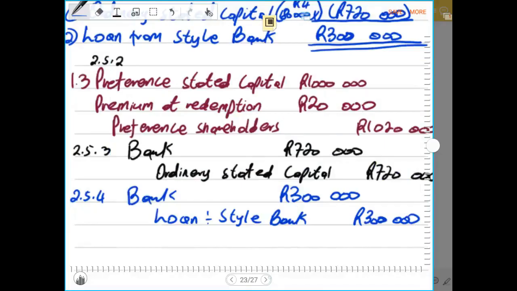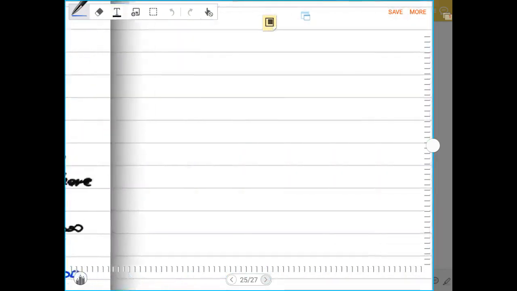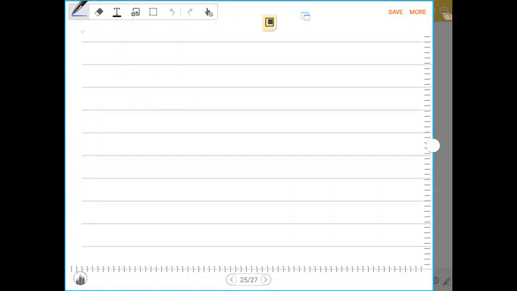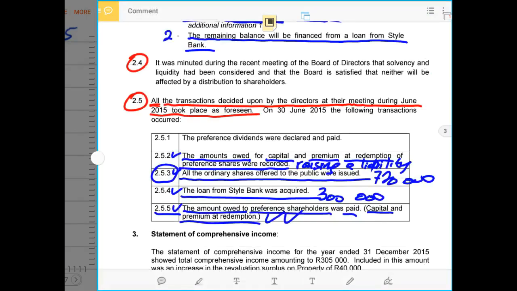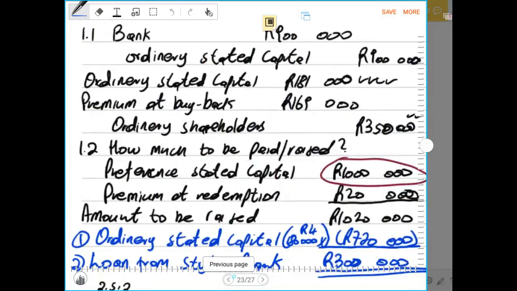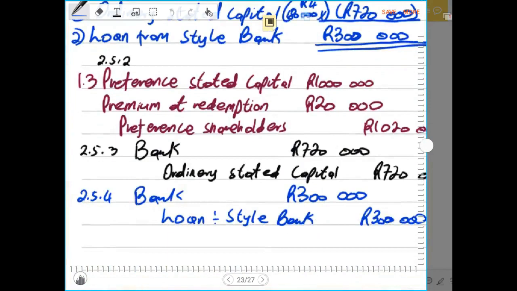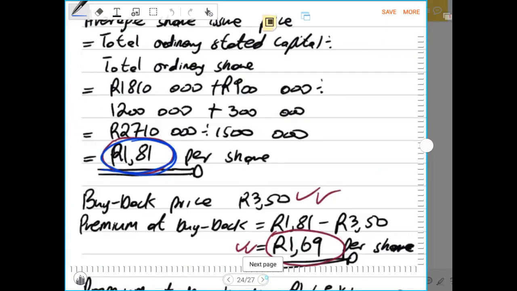So now we are making a payment under 2.4.5. This will be 2.5.5. I hope my numbering is right. Yes, 2.5.5. Let me also check other numberings. 2.5. Yes, my numberings are correct.